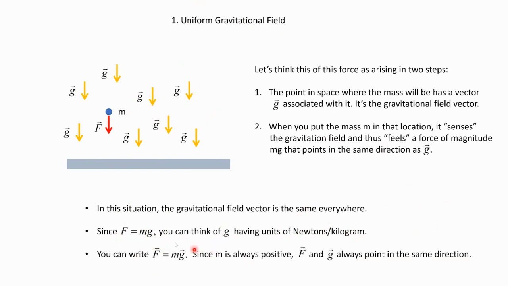And in fact, you can write this F equals mg with the vectors. That includes the magnitude and the direction information of the force in the gravitational field. Now, we only ever have positive mass. No such thing as negative mass. So the force and the gravitational field vector always point in the same direction. Okay, so I hope that's very clear, very familiar from last semester. The only kind of twist here is that I'm telling you that g has units of newtons per kilogram.